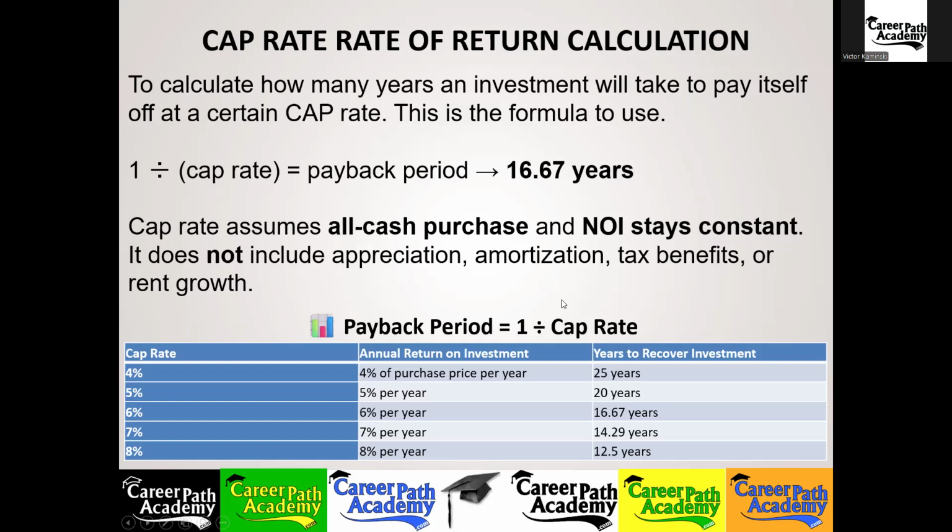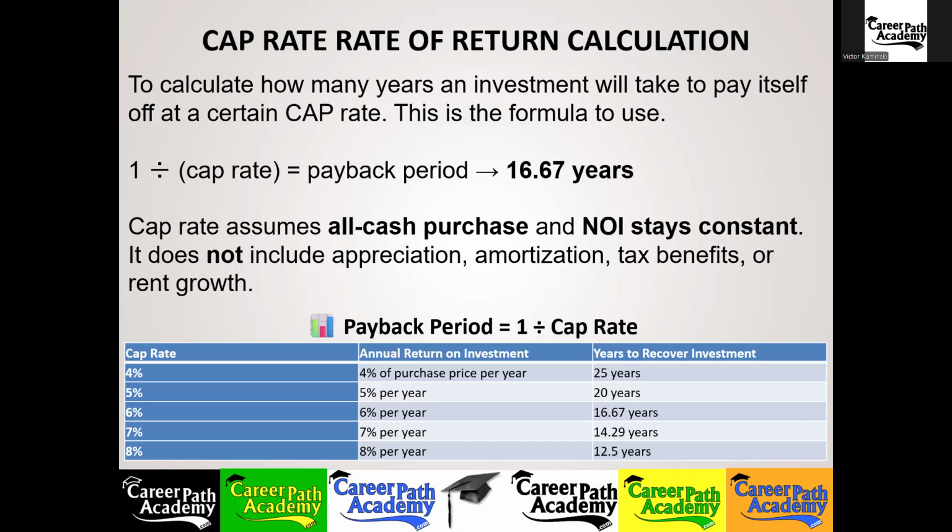So if you buy an investment property though, and you're not paying all cash, this doesn't work because it assumes an all cash purchase. Because when you're getting a loan, you have to factor in loan costs as well. So you can't use this formula if you have a mortgage.